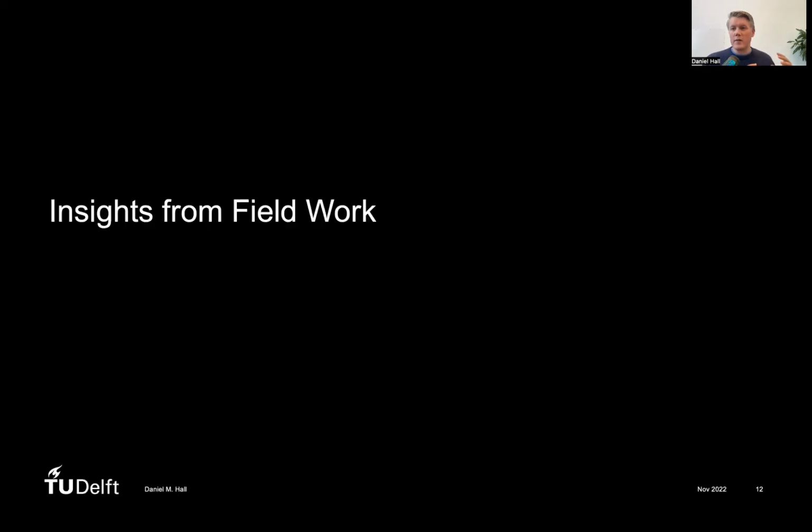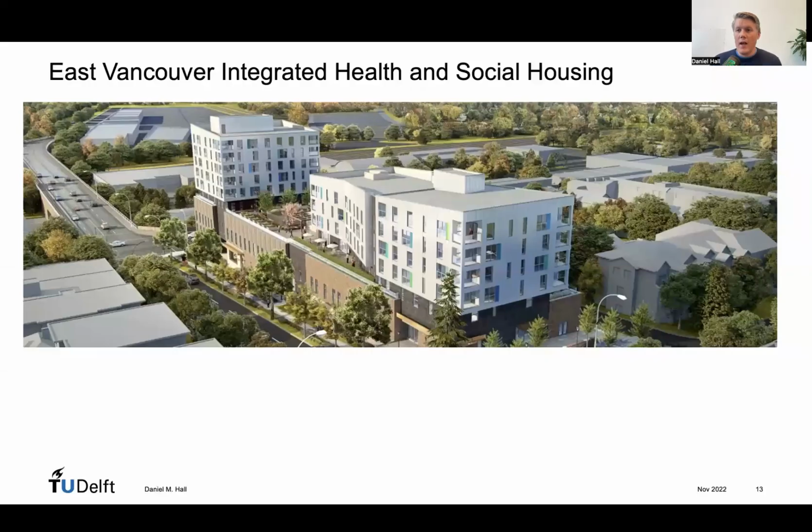We wanted to move just from a conceptual level to looking at how this occurs in practice. So we conducted some field work to observe if we could see these common pool resource design principles in action. And Marcella spent several months at the East Vancouver Integrated Health and Social Housing Project, one of the first IPD projects in Canada that used a public client. And she conducted 81 hours of observations and 12 semi-structured interviews.